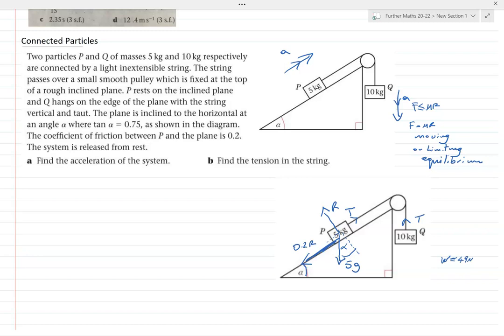Right, so let's write our equations down. The first thing, resolving perpendicularly to the slope. If we do that for P, we've got three forces in play. The reaction force is going upwards.